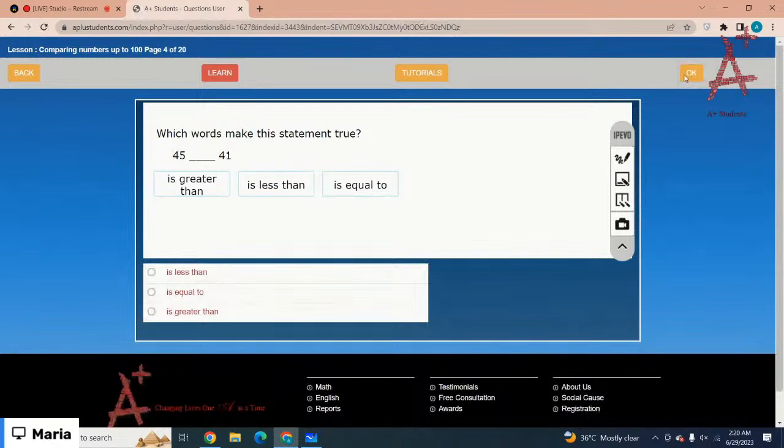Which words make the statement true? 45 and 41, which is the correct option? Yes, 45 is greater than 41.